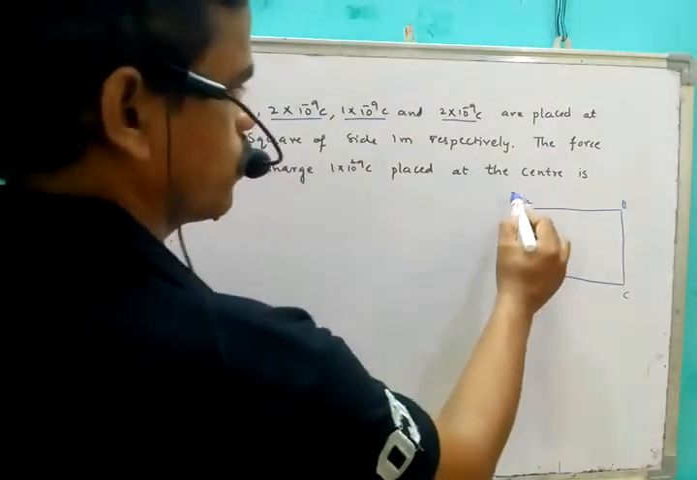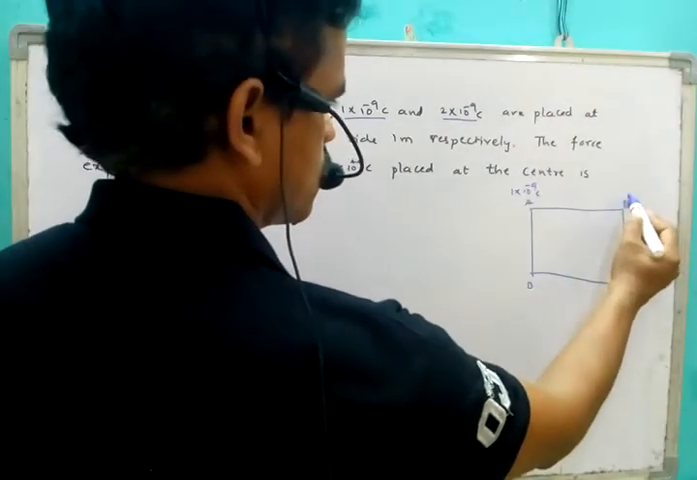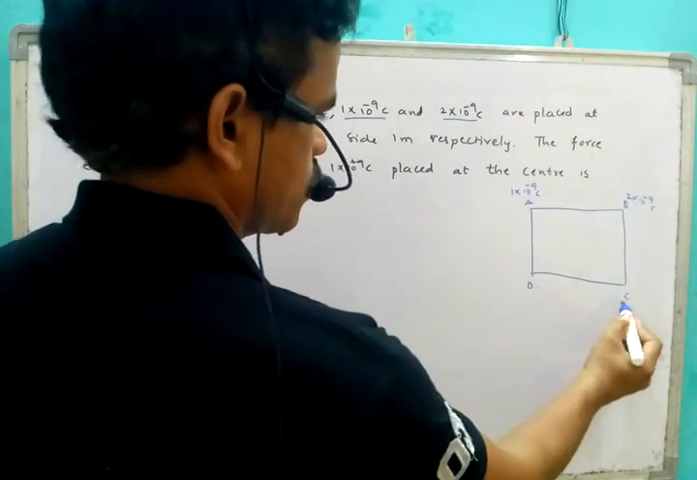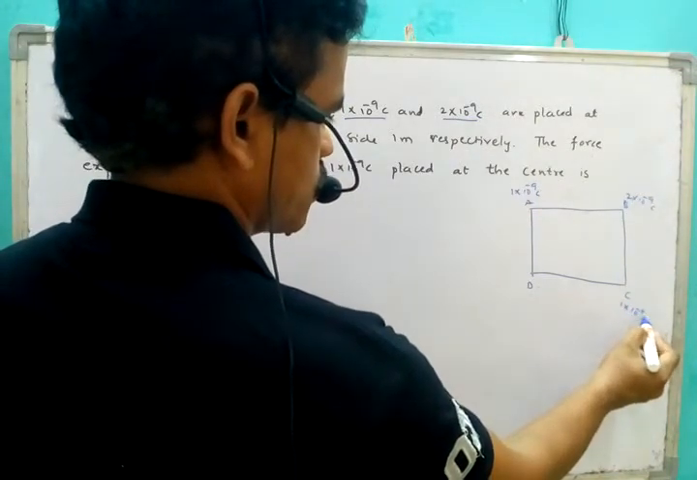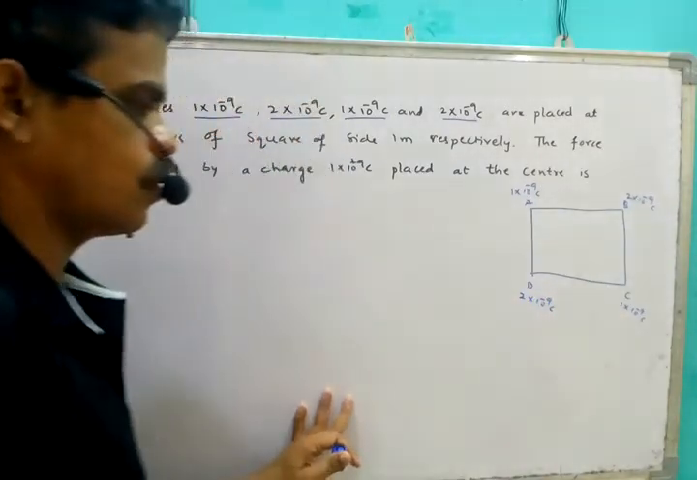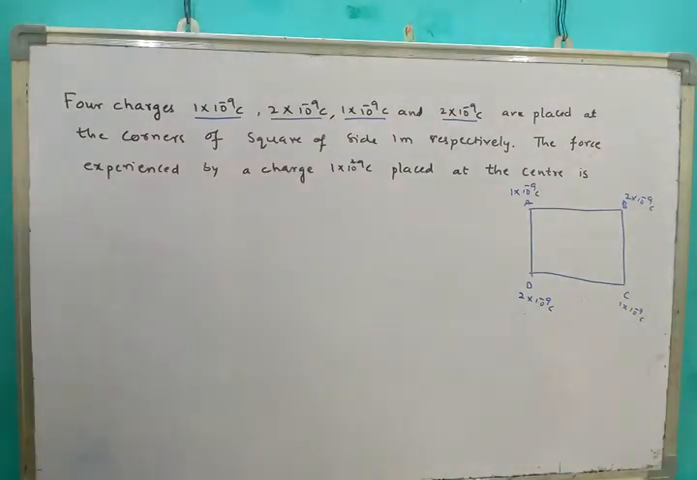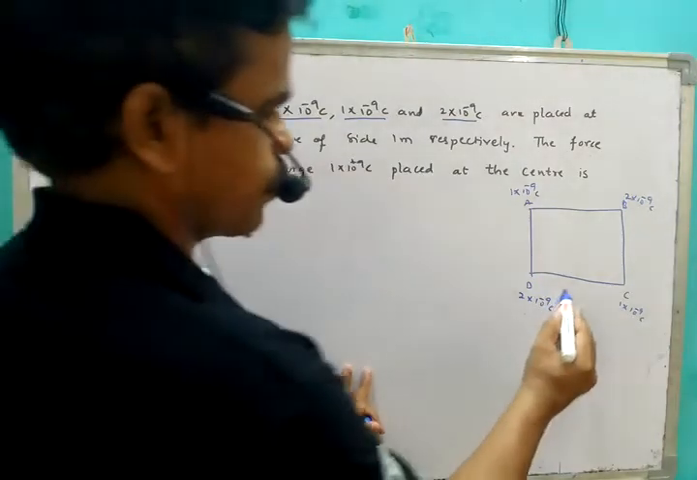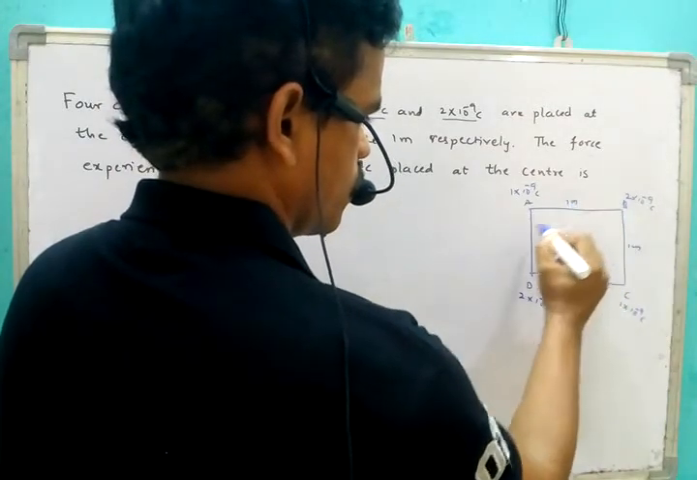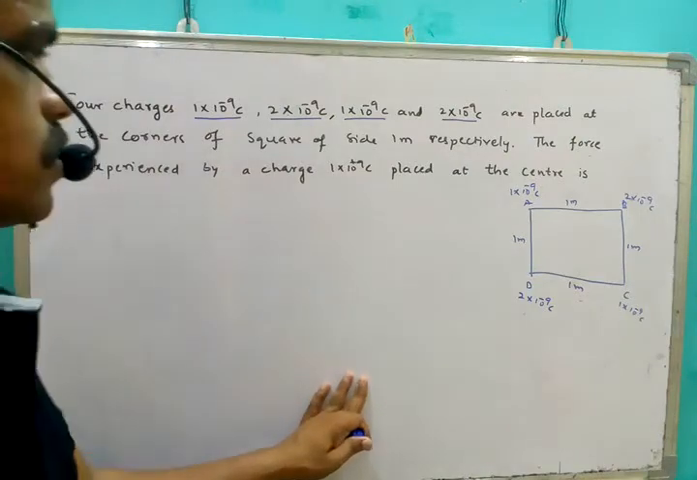See here, first charge 1 into 10 power minus 9 coulomb, second is 2 into 10 power minus 9 coulomb, then one more is 1 into 10 power minus 9 coulomb. Fourth one is 2 into 10 power minus 9 coulomb. These four charges are placed at the corners of a square of side 1 meter. Per side 1 meter.